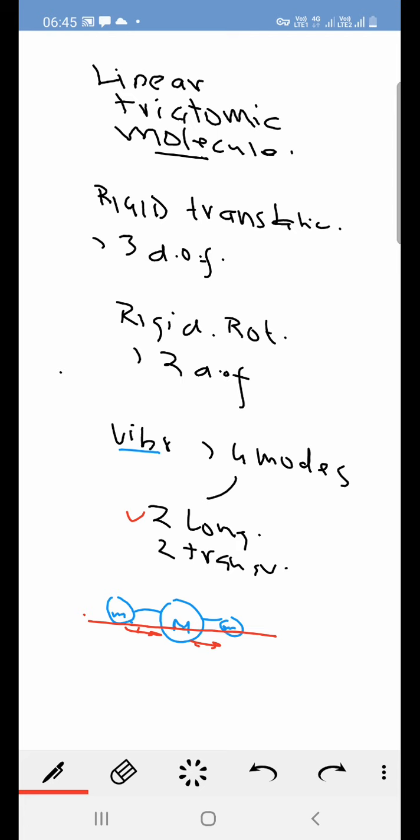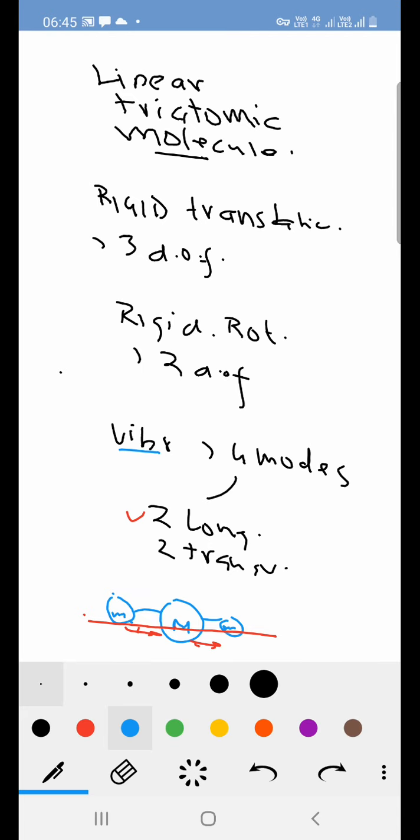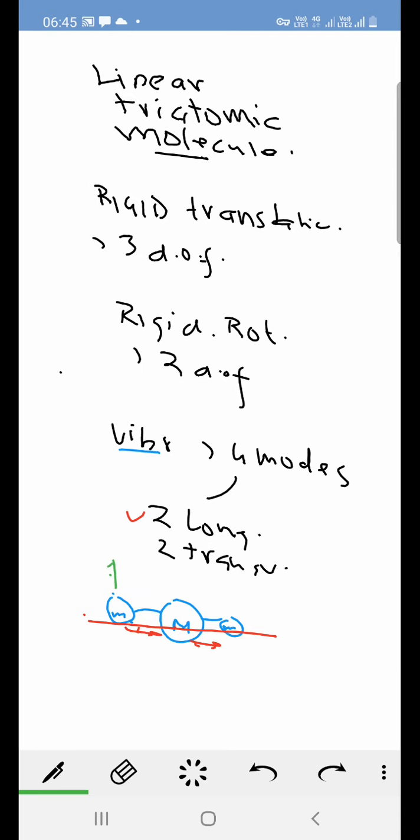And also the same thing can happen if we consider the transverse mode. So this atom can go up, while if we consider vibrations, these 2 atoms can go up and this can come down, or it can go in another fashion. So also there are 2 transverse vibrations associated with them, and that counts for these 4 modes of vibrations in the case of a linear triatomic molecule.